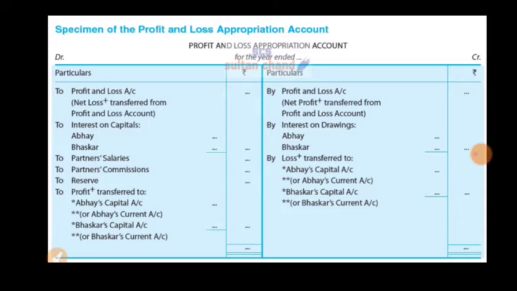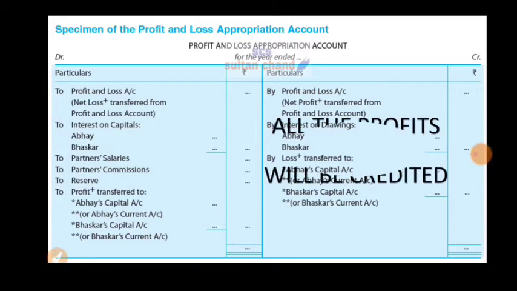You can see on your screen there are two sides, debit and credit, of profit and loss appropriation account. If I talk about credit side, all the profits of the firm will be credited. So the point of view for preparing profit and loss appropriation account should be of the firm. All the profits or incomes of a firm will be credited. Now what can be the profits of the firm?